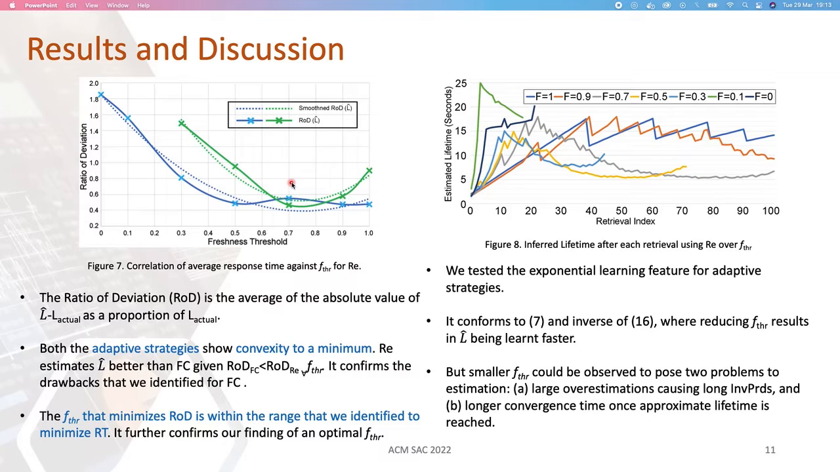The other factor in our discussion is the learning rate. So in our models, we state the linearity and sometimes the exponentialness of converging to the actual lifetime. So as in figure 8, we tested convergence against freshness thresholds, and smaller thresholds converge faster. This conforms to our models, but we have to note that smaller thresholds result in overestimations of lifetime, increasing the invalid rate, especially with the reactive strategy.